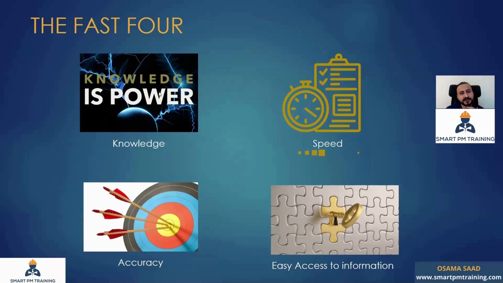Because if I give you an exercise, for example, what is the earned value of concrete? Someone can take the whole day to calculate it. Someone else can take 5 minutes. So of course, the quicker, the better. So speed is also an element.